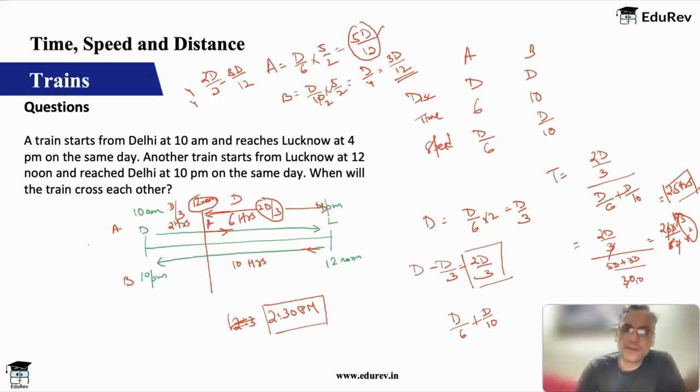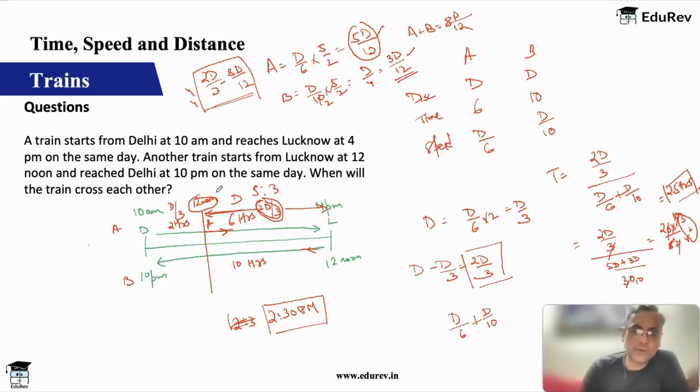So A is 5d by 12, B is 3d by 12. Together A plus B will be 8d by 12, right? And if you see this distance, this was 2d by 3. Now 2d by 3 is nothing but 8d by 12. They're same. So basically this distance gets divided between A and B in the ratio of 5d by 12 is to 3d by 12. 12 can cancel, D gets cancelled. So basically it gets divided in the ratio of 5 is to 3.